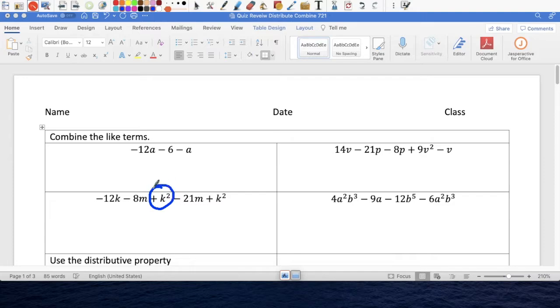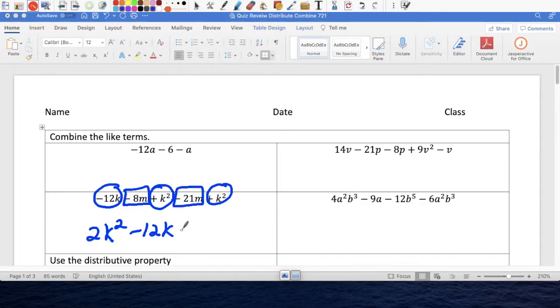So k squared and k squared, there's a coefficient of 1 in front of each of them. So I'm just going to cut corners. That's 2k squared. Minus 12k. I'll do it alphabetically. And then I have negative 8m and negative 21m. Negative 8 and negative 21 is negative 29m.